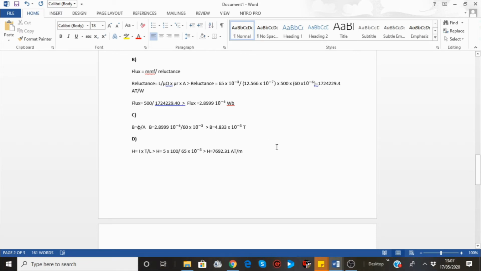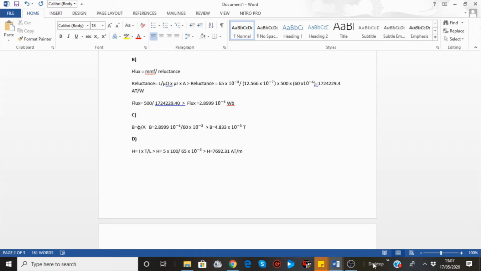And now you can find the magnetizing force. H is I times T over L, or you could say MMF over L, because MMF is I times T. We already found MMF, which was 500, or you can do it again: I times T over L, 5 times 100 over L, 65 times 10 to the power minus 3, which is again given in the question. The H is 7,692.31 ampere turns per meter.